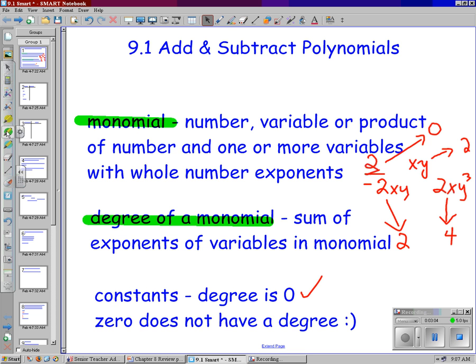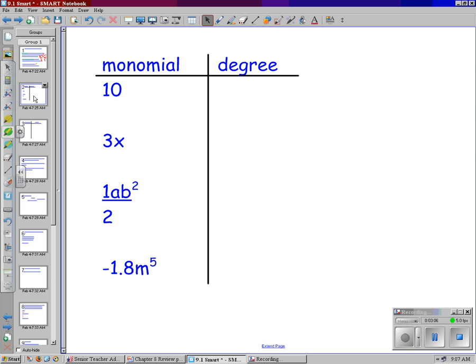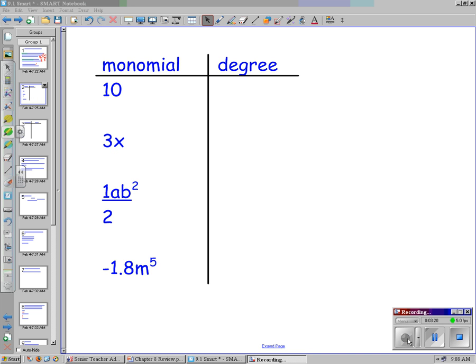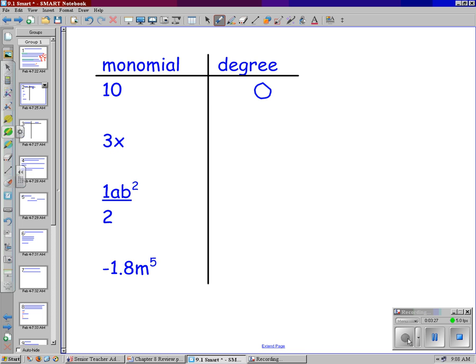The next thing we need to look at is determining what the degree is on these different monomials that I've put up here. I'm going to give you just a moment to talk to your partner and come up with the answers to these 4, and we'll get it up here in just one. All right, Josh, how about the first one? What do you have for the degree on the first one, you and your partner? 0.